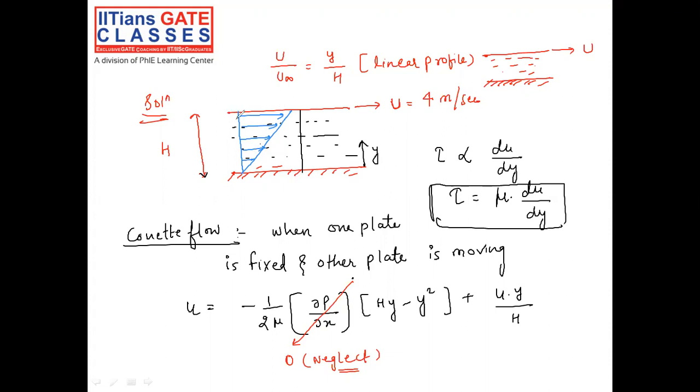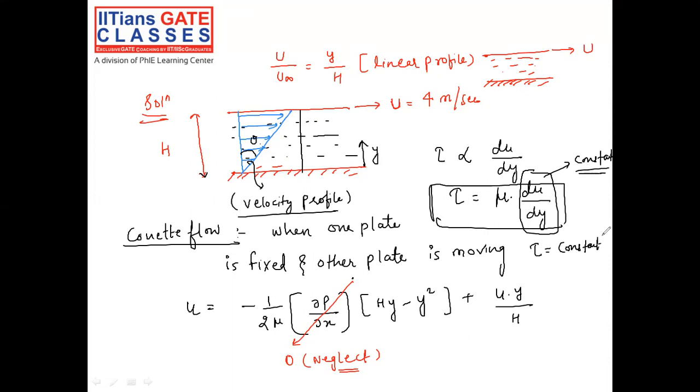Now, the slope of this velocity profile is linear. That means if the slope is constant, then what about du by dy? This is constant. If this is constant, tau will also be what? Constant. Now, if I ask you what is the profile of shear stress, the profile will be something like this. This is nothing but the profile for shear stress.